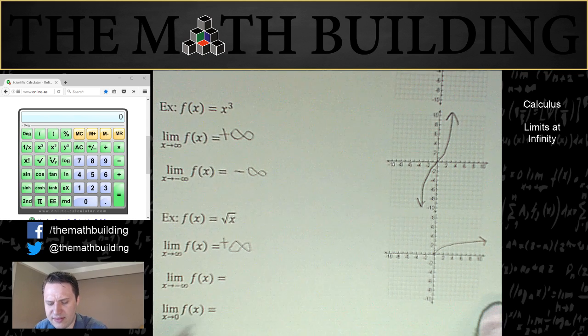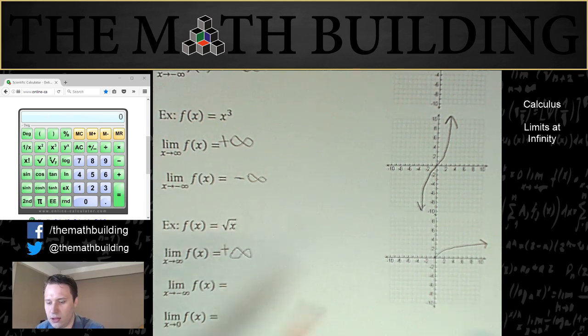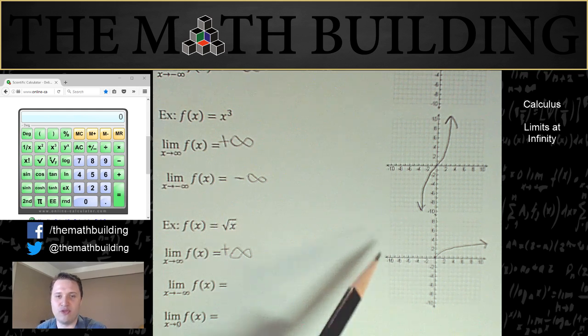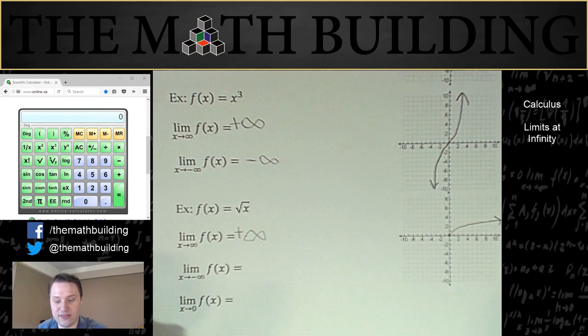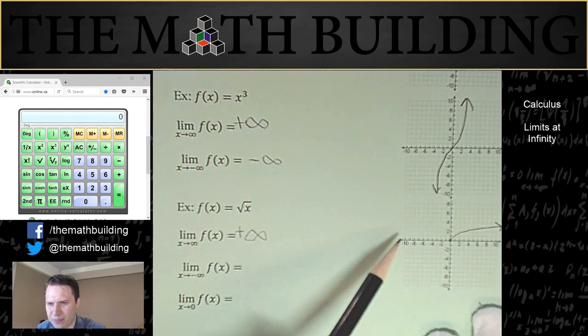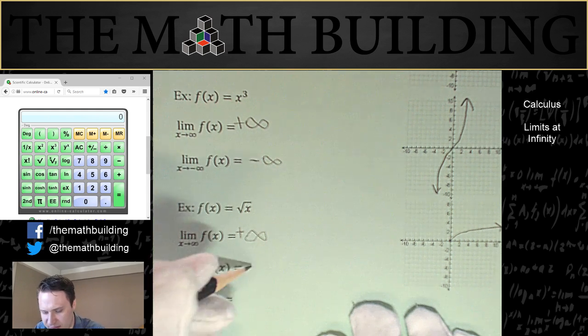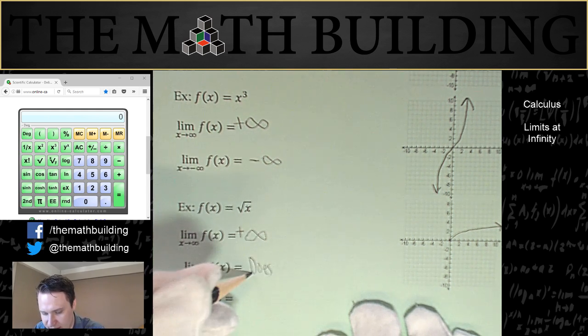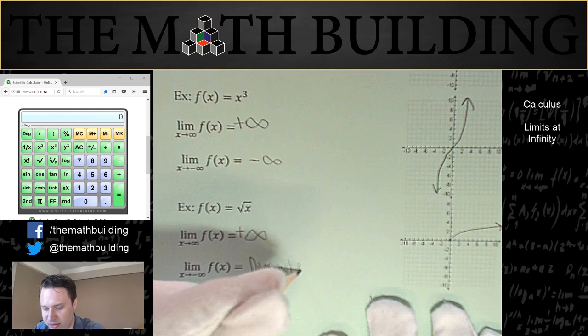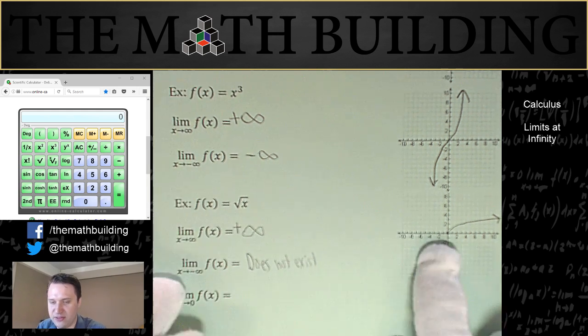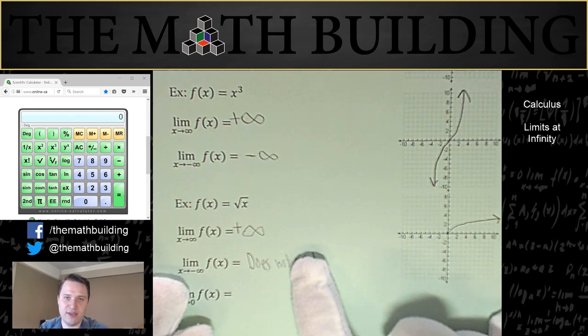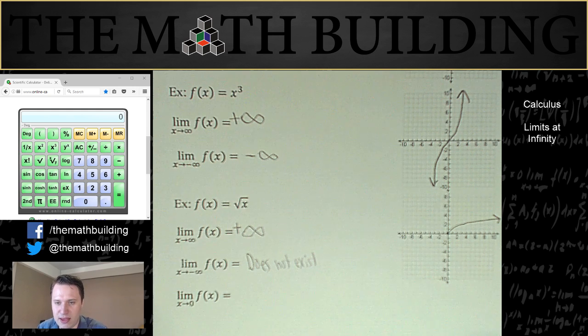What about the limit as x goes to negative infinity? Well, that's a problem because we don't have a graph over here. This is where the square root is negative, and so it's not real, it's imaginary. There's no graph over here, so this question doesn't really make sense. So what I'm going to say is that the limit does not exist, because the graph doesn't exist going towards negative infinity.